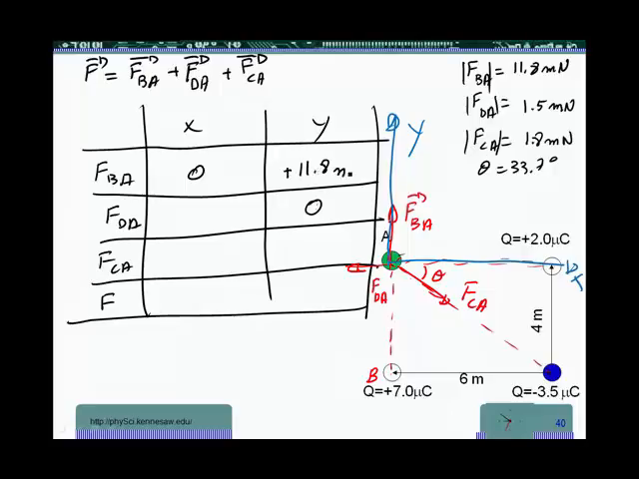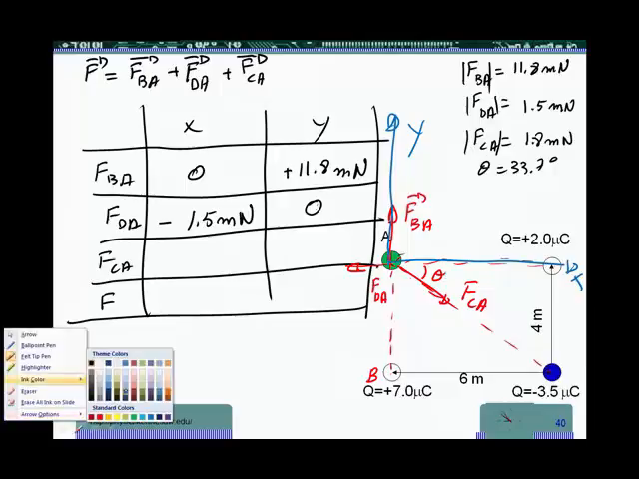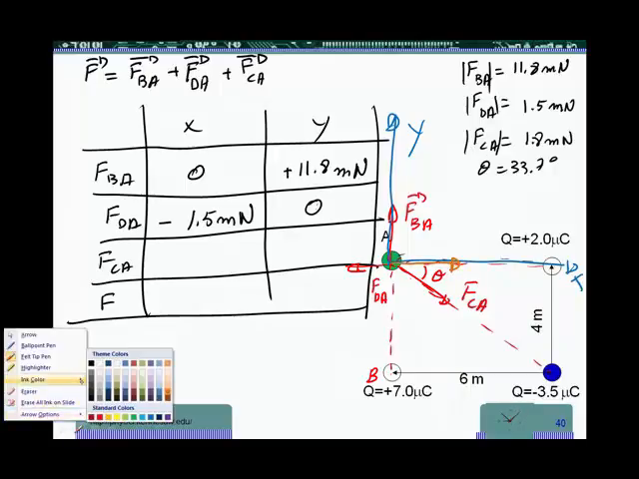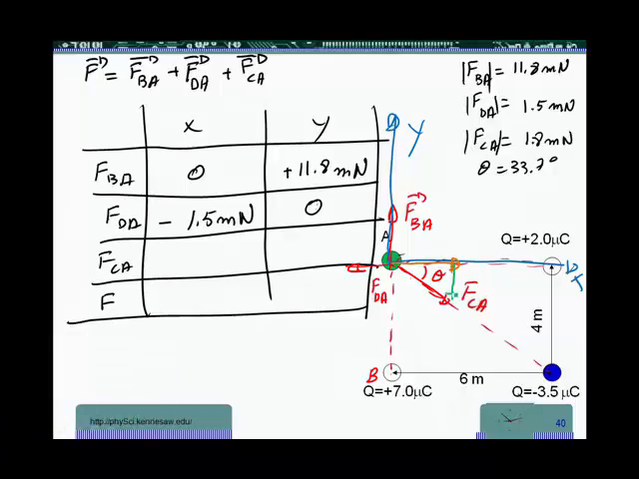That makes it easy. FBA is along the positive direction of the y, so it's going to be fully there, 11.8 millinewtons. FDA is along the x, but it's in the negative direction, so it's minus 1.5 millinewtons. Now, FCA is the one that requires a little work. So let me, just for the fun of it, use colors. Now, this is going to be my FCAX, and this is going to be my FCAY.